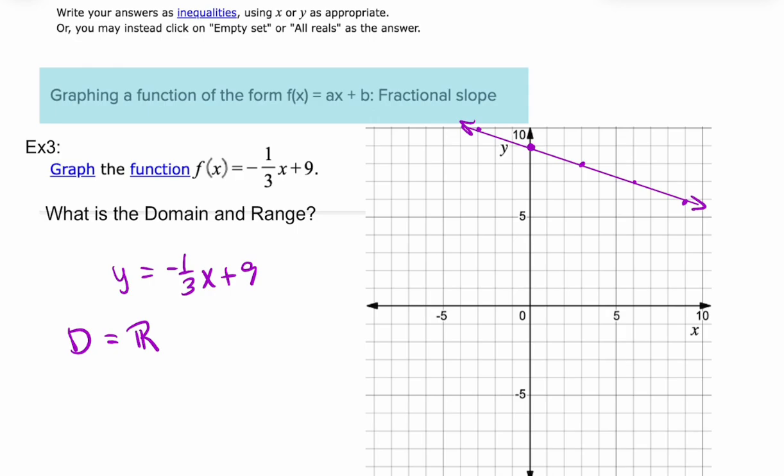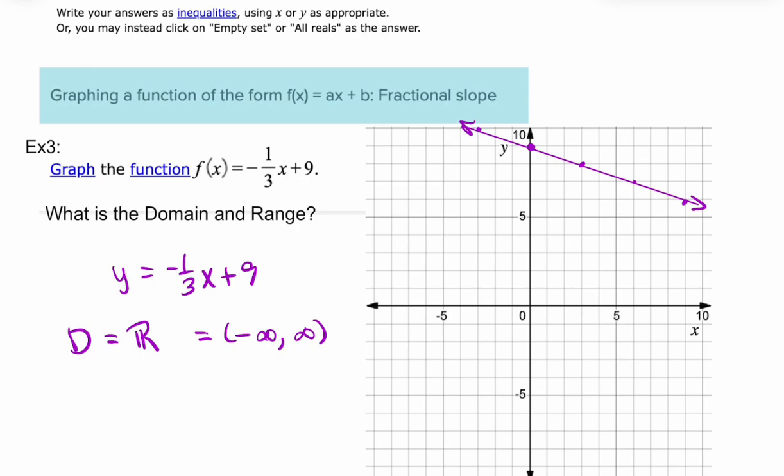Now you can take a shortcut. You can write the real numbers symbol, R. You could also say that it goes from negative infinity to positive infinity. In ALEKS, I'm pretty sure that the words "all reals" are a choice. You would just hit all reals.